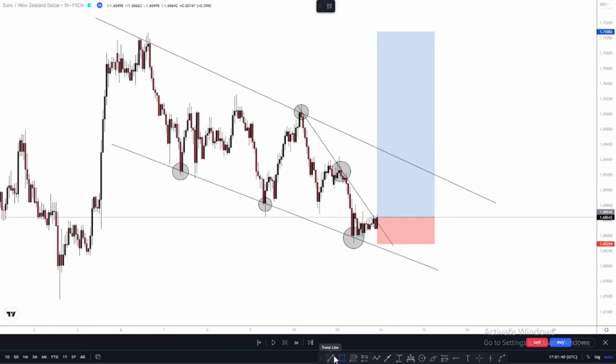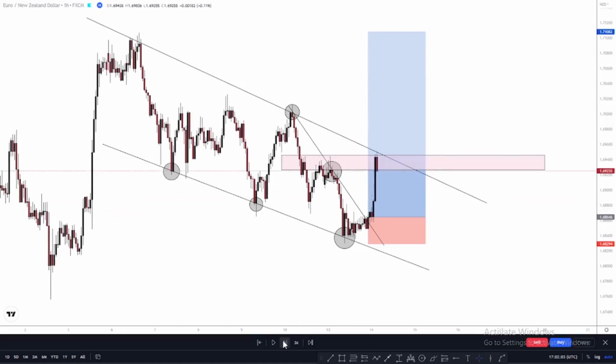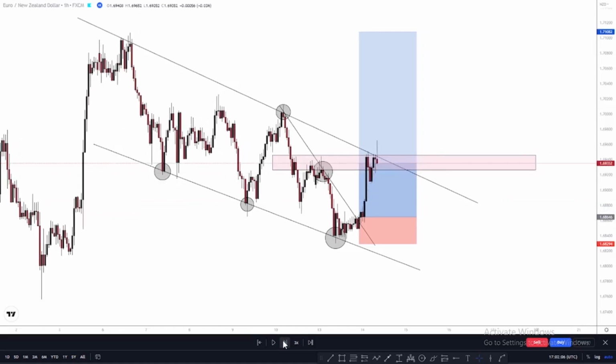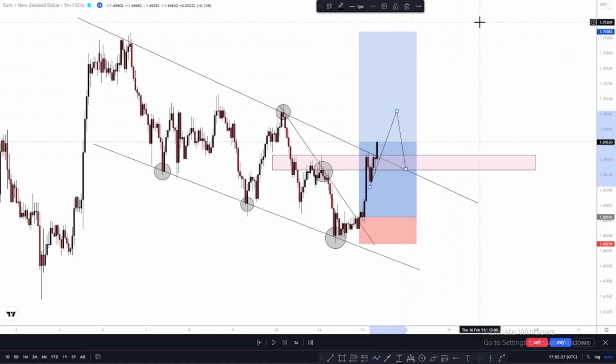Now, how did I get my second entry? I got my second entry by waiting for the breakout and retest of this resistance right here. That would be where I would like to take my second entry. So if you are to play it, we can see, boom, price broke the channel at this point. After price broke the channel, do I enter the trade? No. What do I wait for? I wait for a retest of this resistance zone, a retest of our trend line, so we can go in for our second entry.